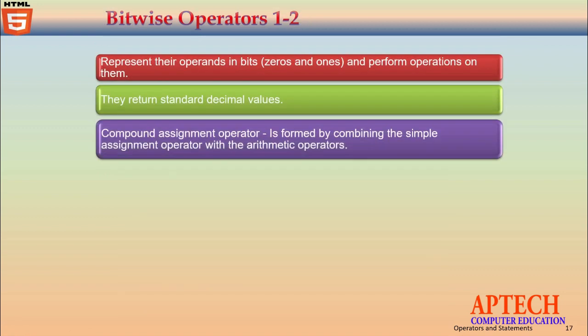Next, coming to the bitwise operator. Bitwise operators represent their operands in bits. That means 0 and 1. So bitwise operators perform their operations on 0 and 1.